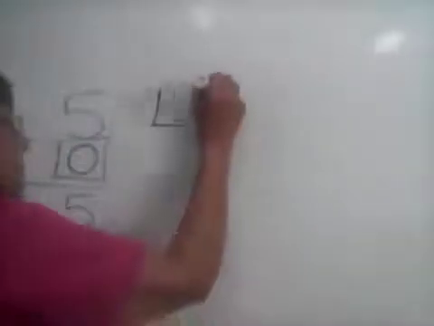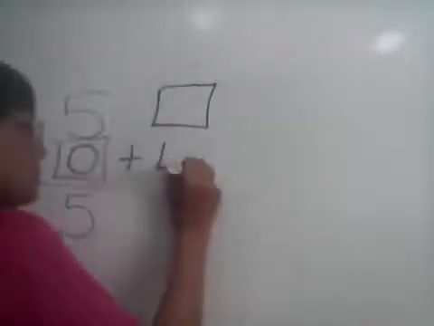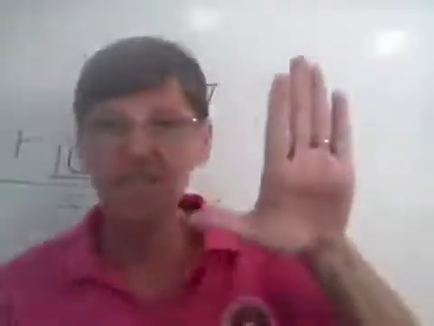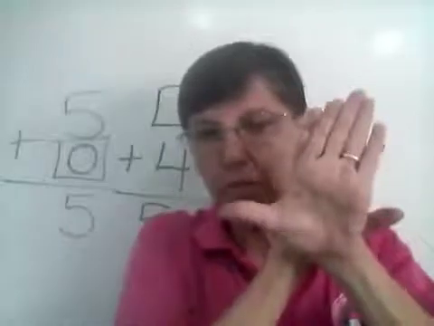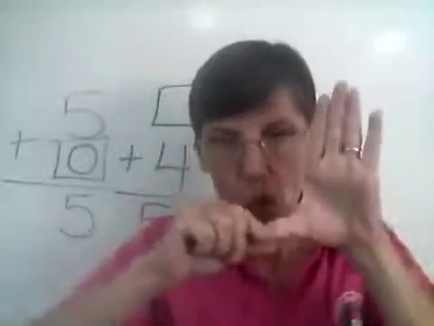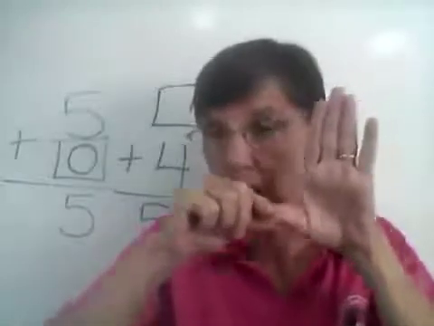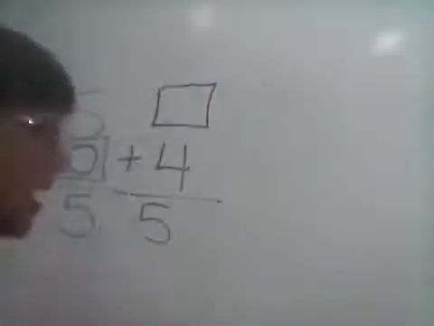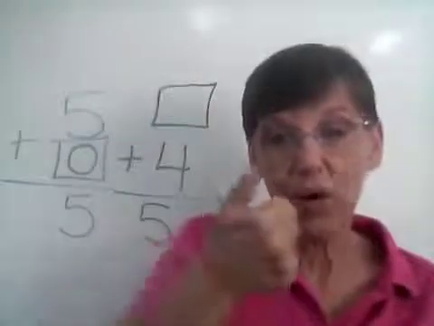The next one says something plus 4 equals 5. Okay. 5 fingers here, right? 4. 4 plus how many makes 5? 1, right? 1. 4 plus 1 makes 5. Or you can do it this way. 5 take away 4. Ooh. 5 take away 4 is 1. Okay, so we put our number there.